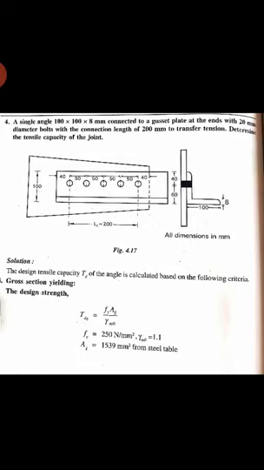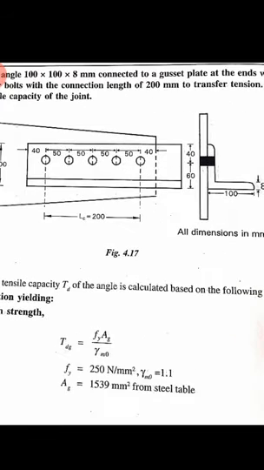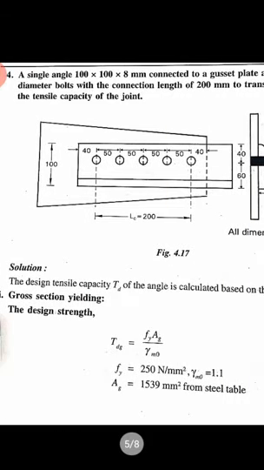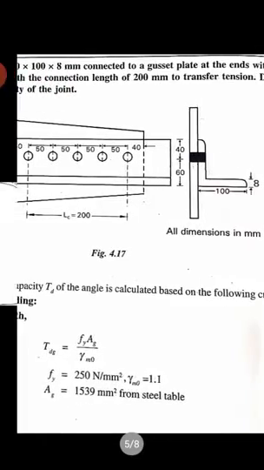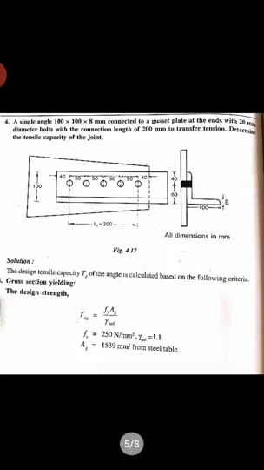In this lecture, I'll be solving a problem on a tension member, that too a single angle connected to the gusset plate with a bolted connection. The problem is given as a single angle 100 by 100 by 8 mm connected to a gusset plate at the ends with 20 mm diameter bolts, with the connection leg of 200 mm, to transfer a tension. Determine the tensile capacity of the joint.